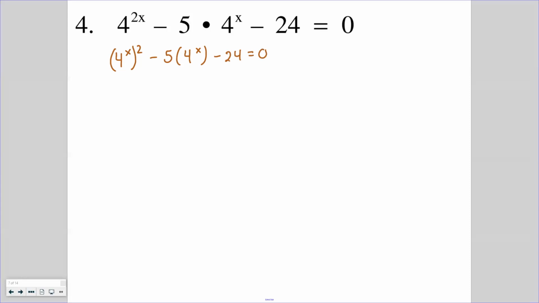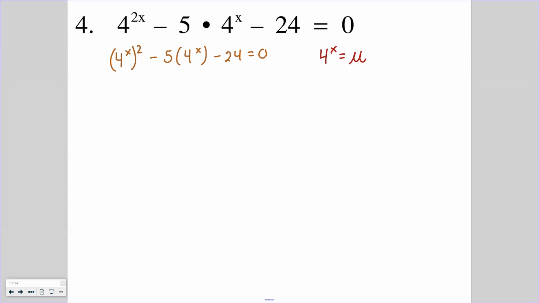Okay, so here's what I mean by substitution. From this point on, I'm going to redefine 4 to the power of x as any variable. I'll call it u. You could pick any letter of the alphabet you want. And I'm just going to replace 4 to the power of x with this variable everywhere I see it in that first line that I wrote.